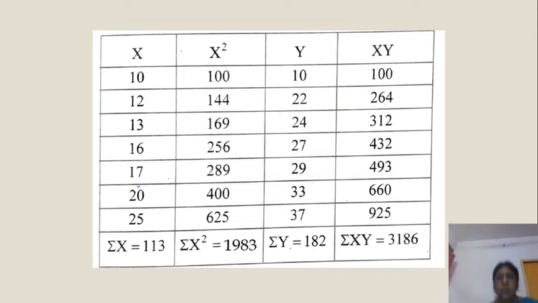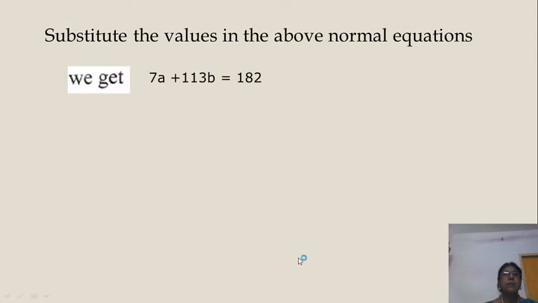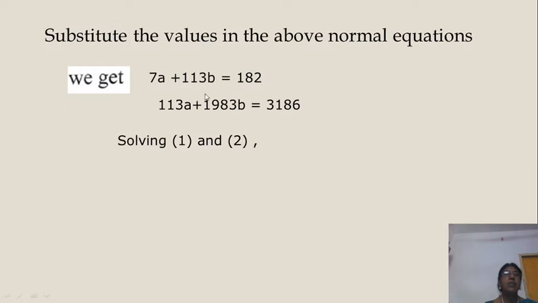Okay, now we find. Now you substitute all these values in the normal equations. Substituting these values, we get 7a plus 113b is equal to 182. Then the second equation, 113a plus 1983b is equal to 3186. So solve these two equations. Solving 1 and 2, we get a is equal to 0.8 and b is equal to 1.56.